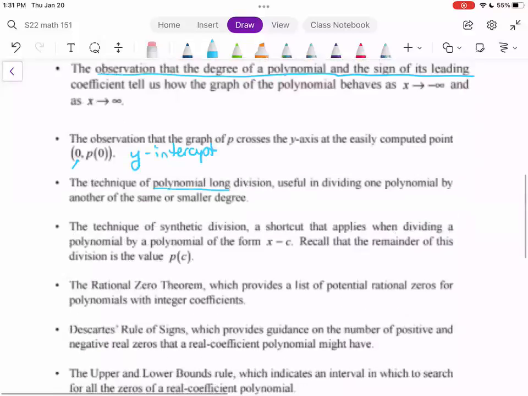We can use long division to divide one polynomial by another, but we can also use synthetic division when we are dividing by a linear factor. And remember that that remainder is going to give us the value of the polynomial at c. So if c is a solution, then this will equal 0. There will be no remainder.